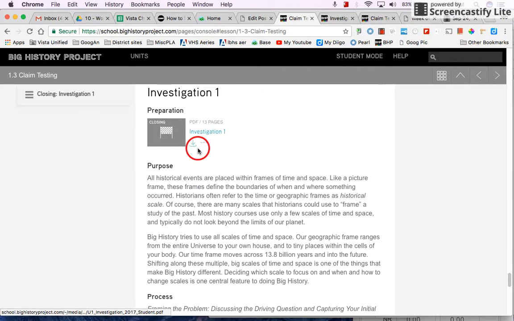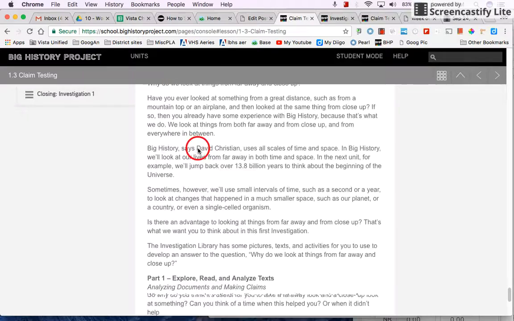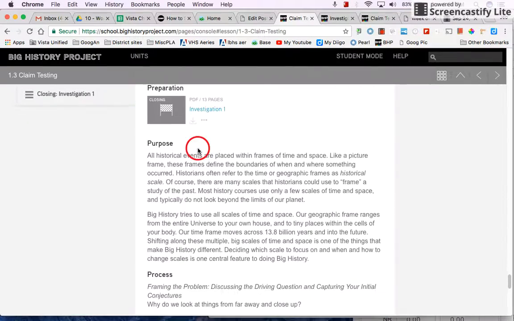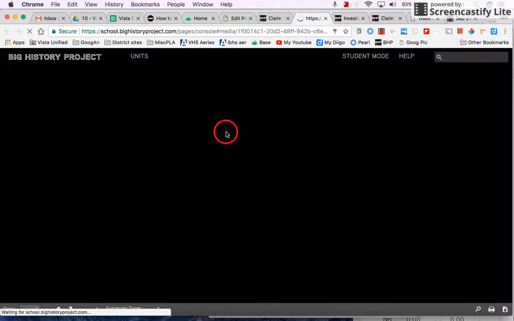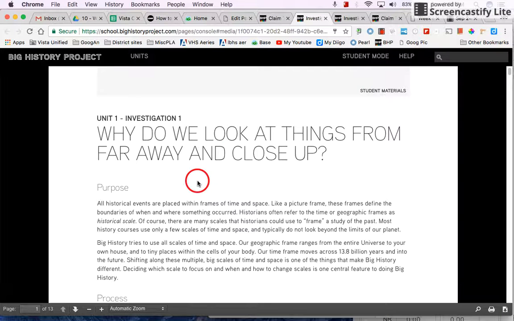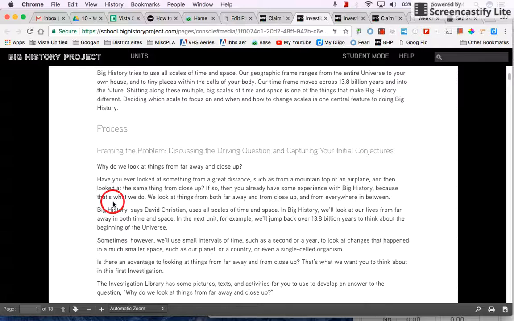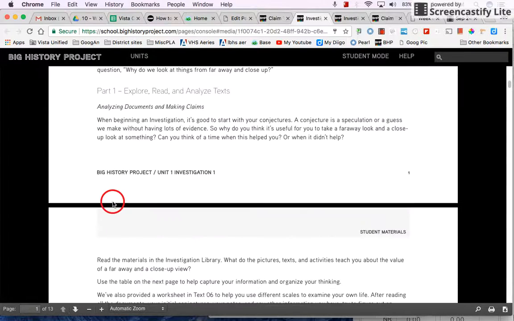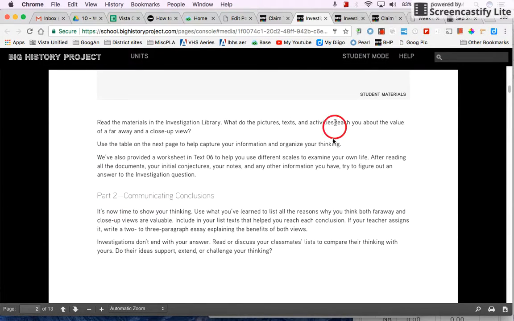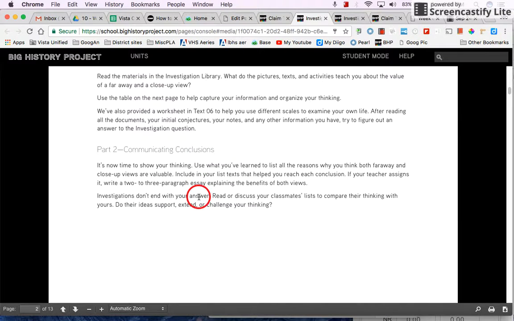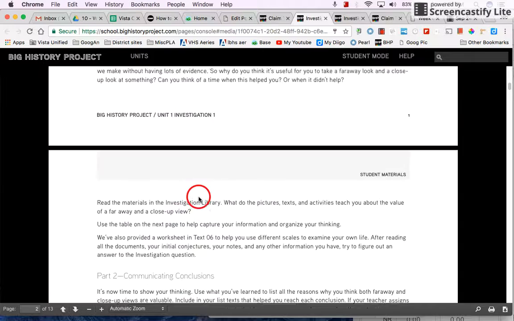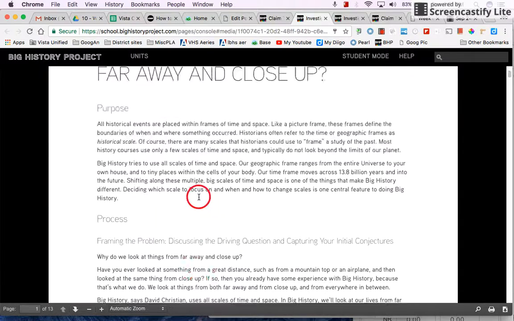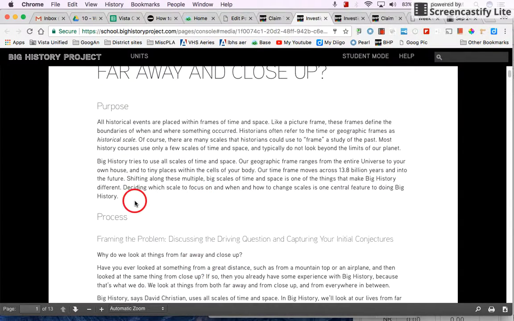Okay, so again, I would encourage you to read purpose and process, but what you'll notice when you click into Investigation 1, most of these worksheets do in fact repeat the purpose and the process. Okay, so just so you know, this will be printed out for you, because this is something I'm going to have you fill out on a worksheet as you've done in the past. So that purpose and process, I just wanted to point out, are on the worksheet as well.